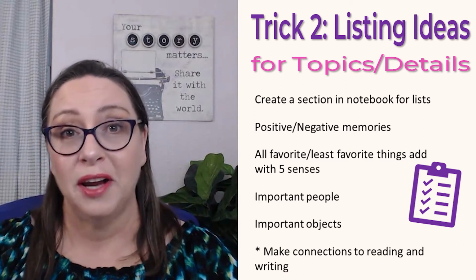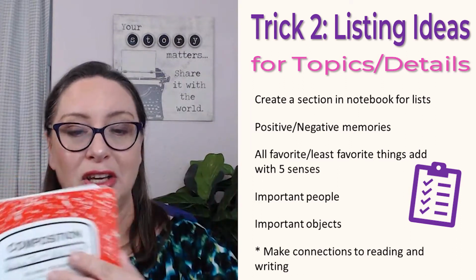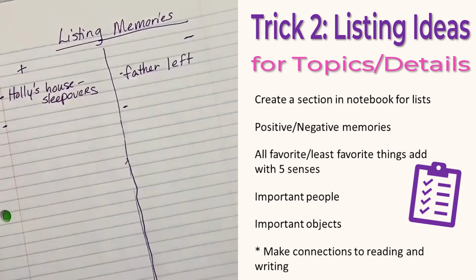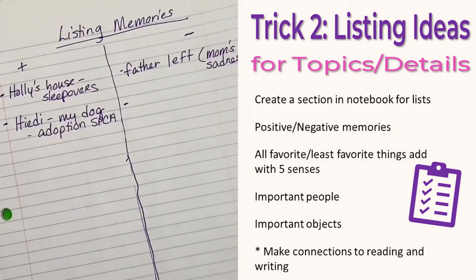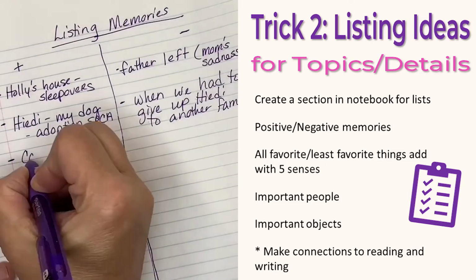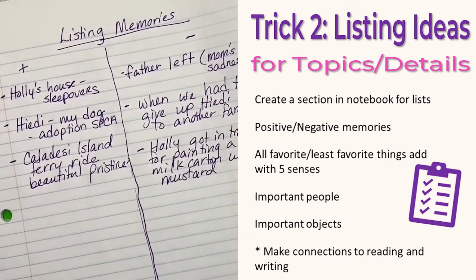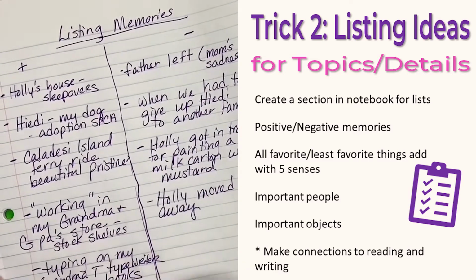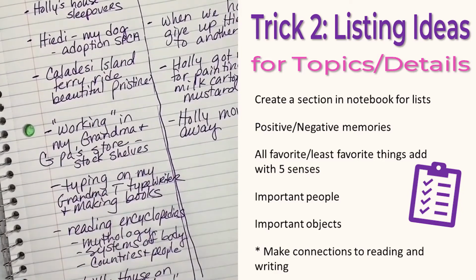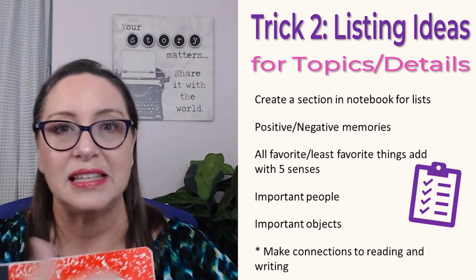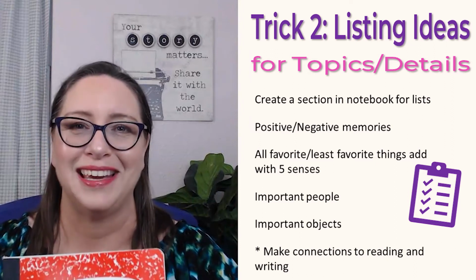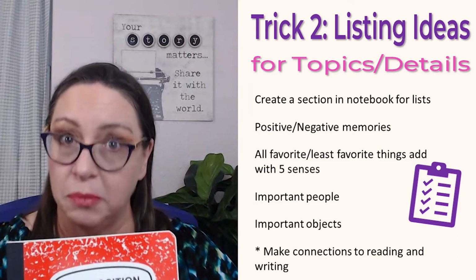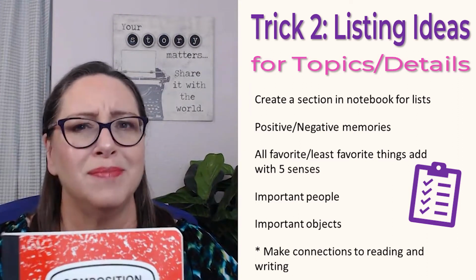Now, in their writer's journals, they can keep maybe even a whole section of lists. I've had students do positive, negative memory lists. I've had them list all their favorite things, all their least favorite things. I've had them list what they love the flavor of or love the sight of. I go through all the 5 senses and I have them make a list of all the things they love and then all the things they hate about those things. Other things that I have them list down are things like important people in their life and why they're important, important objects, things of that nature.